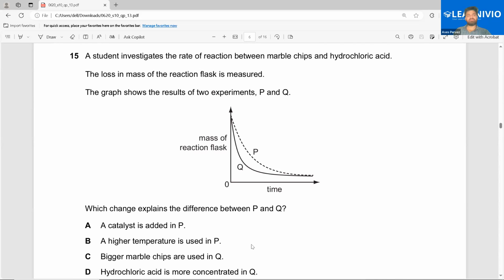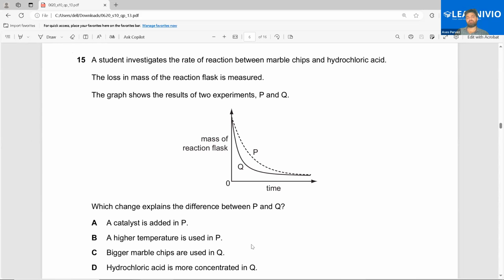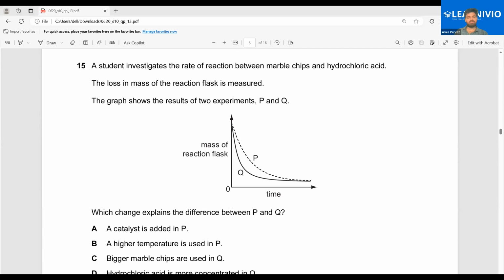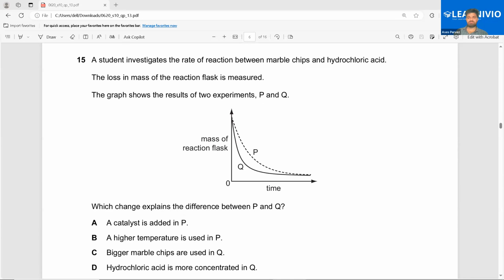Just tell me the answer for this question number 15. A student investigates the rate of reaction between marble chips and hydrochloric acid. The loss of mass in the reaction flask is measured. The graph shows the results of two experiments. Which change explains the difference between P and Q? A: Catalyst is added in P. B: Temperature is higher in P. C: Bigger marble used in Q. D: Hydrochloric acid is more concentrated than in Q. It's D.